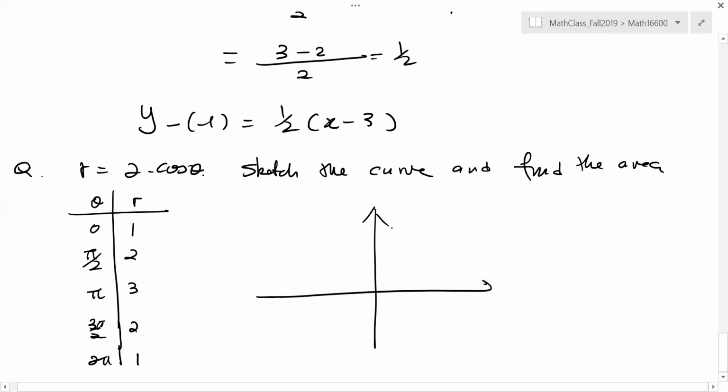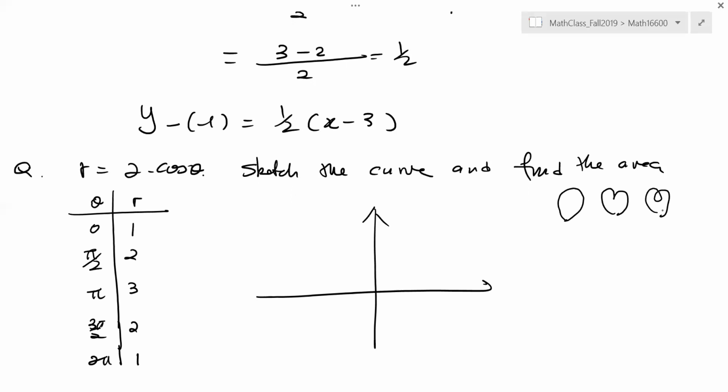R is never negative, so it's not going to have an inner loop. There are 3 types only. One looks like that, another looks like that, then the other looks like that. Or maybe you rotate it a little bit, but clearly, if r is positive everywhere, it must be this form. So you can choose 1 when theta equals 0, then 2, then 3, and 2. So it's 1, 2, 3, 2.